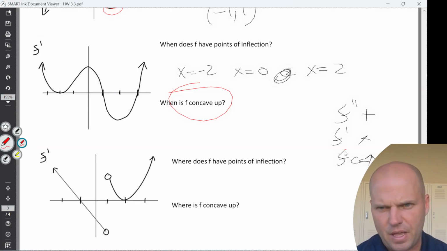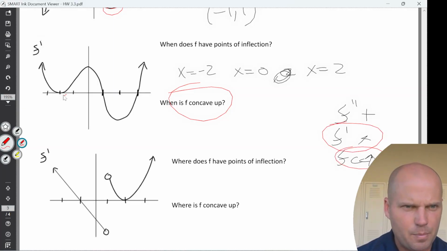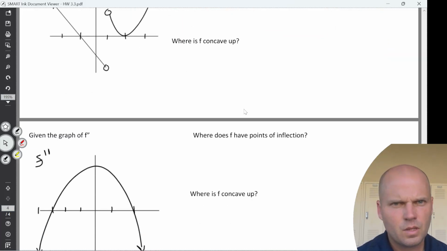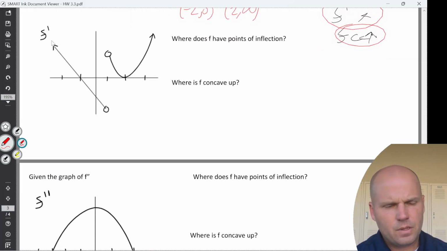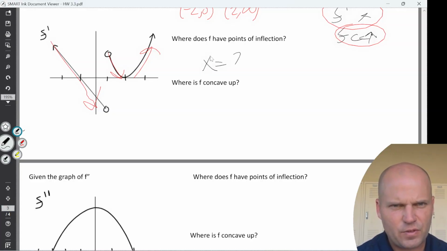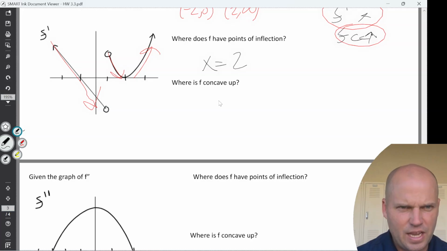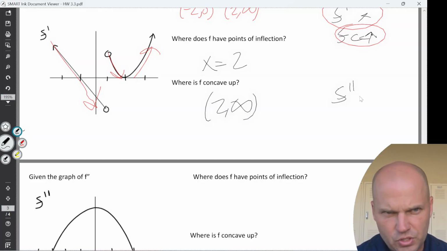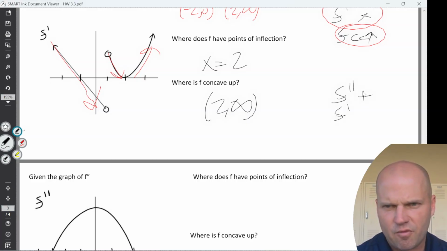F is concave up when F prime is going up. Here I'm going up, here I'm going up: -2 to 0, and from 2 to infinity. Okay. F prime is going down, then going down, then going up. So I would say my only point of inflection is at 2. I would say I'm concave up from 2 to infinity because F prime's slopes are positive when F prime is going up, or when F is concave up.